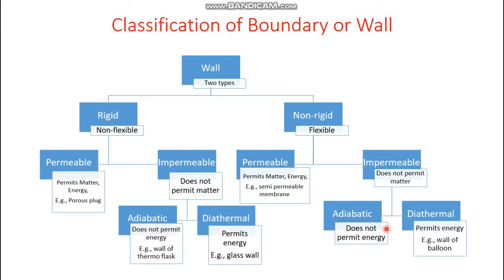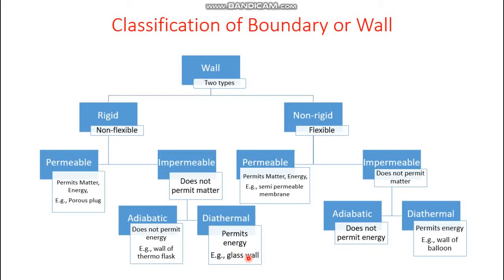Similarly, a non-rigid impermeable wall also is of two types, such as adiabatic and diathermal. And the examples: the rigid adiabatic wall is the wall of a thermoflask, whereas the rigid diathermal wall is, for example, a glass wall.